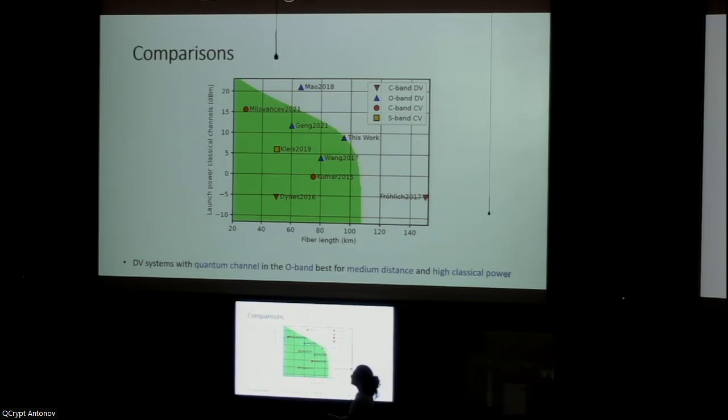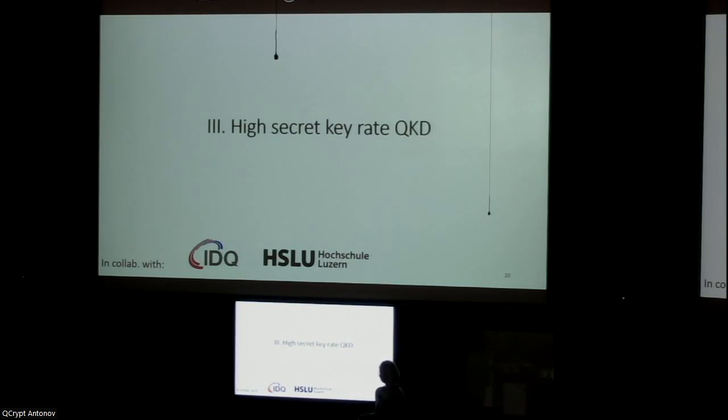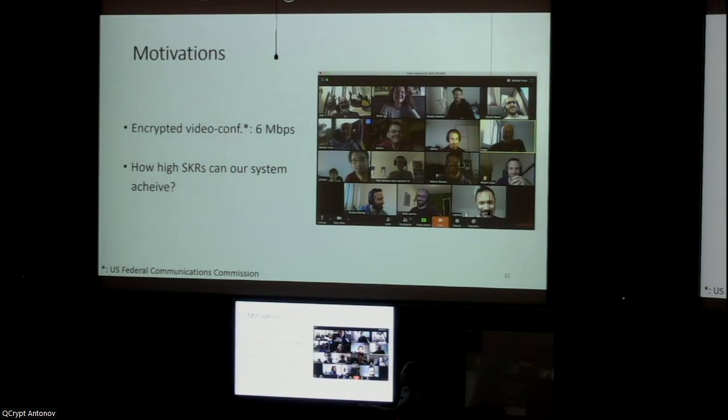implementation. Now I'll go towards our high secret key rate QKD implementation. This was work that was done in collaboration with ID Quantique in Geneva, as well as Hochschule in Lucerne. So first, some motivations. The US Federal Communications Commission suggests a bandwidth of 6 megabits per second per user for an encrypted video conference. So this would mean if you want to use information theoretically secure communication, we would need precisely that secret key rate per user. So each of us during our phone call a few years ago would need to have that secret key rate. So the goal of this work was to see how high a secret key rate our system could achieve.